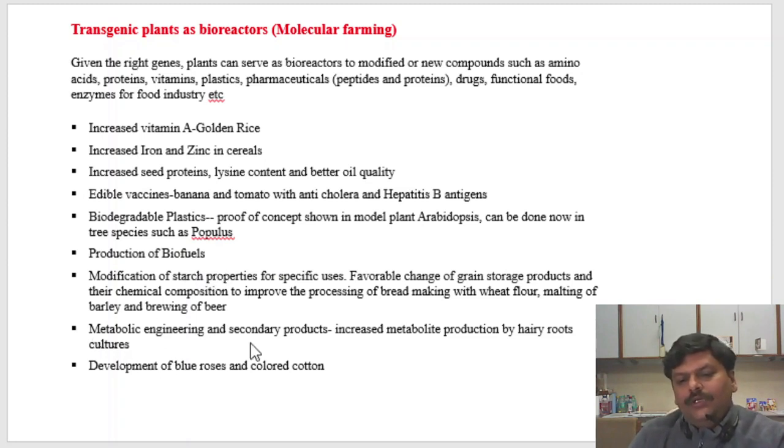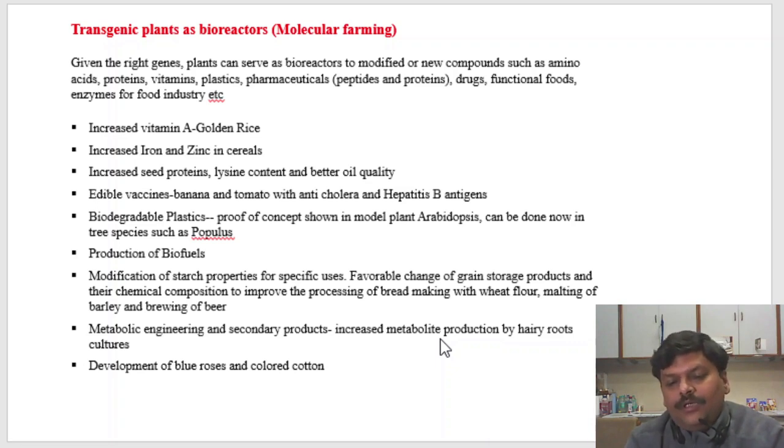And then metabolic engineering for secondary products is also going on. I discussed with you Agrobacterium tumefaciens, but there is another related bacteria which is called Agrobacterium rhizogenes. It is also a soil bacteria, and when Agrobacterium rhizogenes infects any plant, its roots become hairy, but the biomass increases. So there are many more roots in that plant, but that root becomes very hairy.